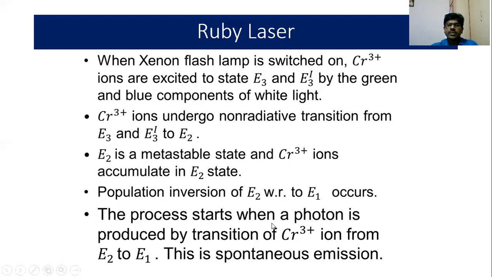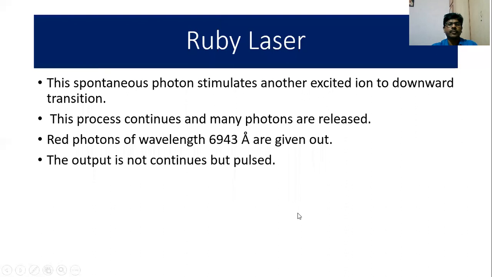The process starts when a photon is produced by transition of chromium ions from E2 to E1. This is a spontaneous emission. This spontaneous photon stimulates another excited ion to downward transition. This process continues and many photons are released. In a sense, amplification is taking place. Red photons of wavelength 6943 angstroms are given out.